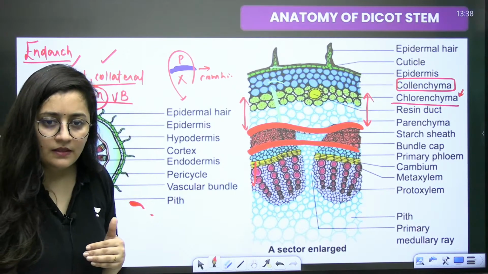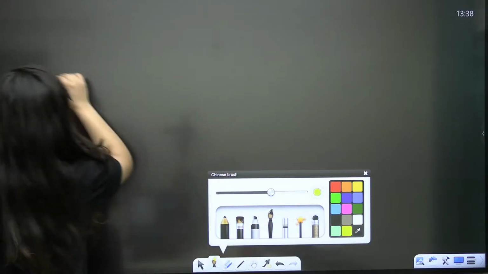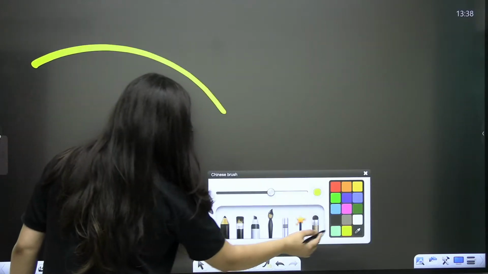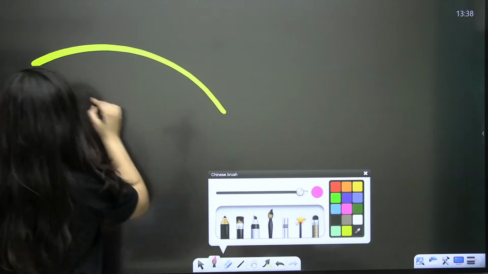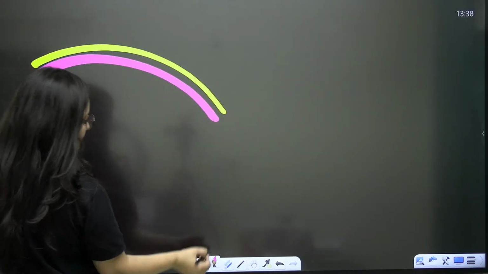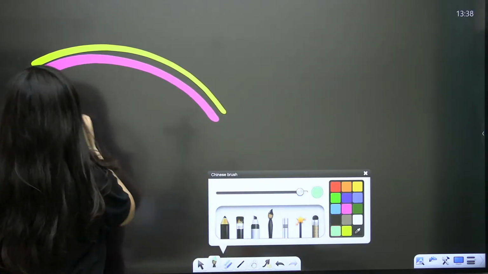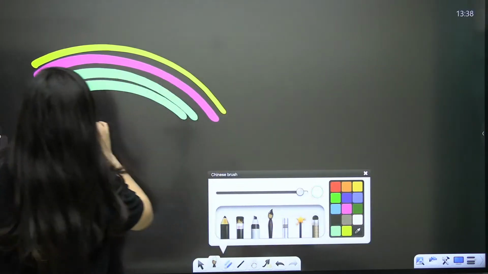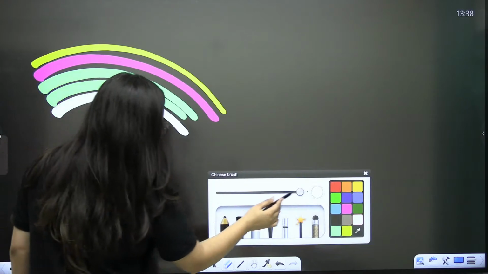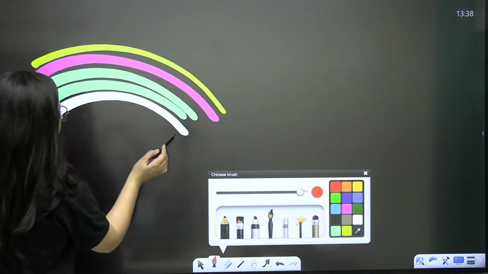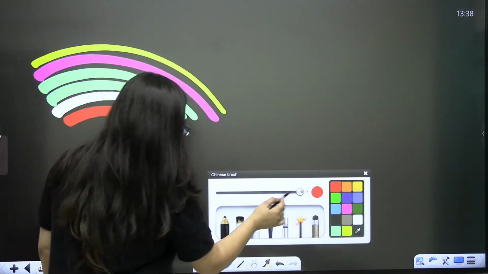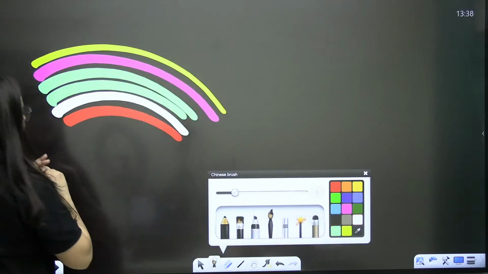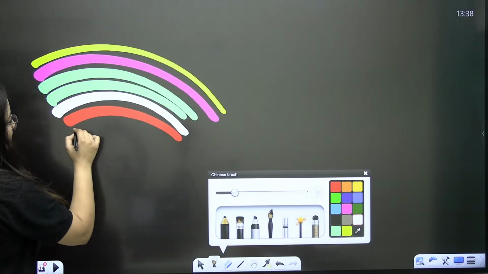Yes or no? So now how to remember this? Epidermis, hypodermis, general cortex, then comes your endodermis. Next to endodermis is your pericycle. When it comes to this pericycle, next to it is your vascular bundle.